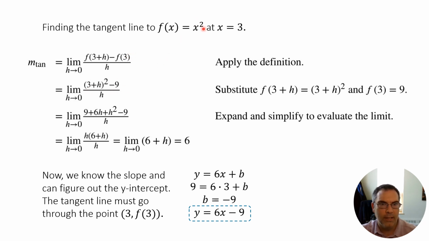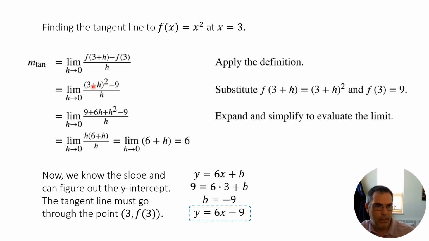So that's the setup. Then we insert the function. So our function is x squared, and so the argument is 3 plus h. That means it's 3 plus h squared. And then what is f of 3? Plug in 3 for x. 3 squared is 9, so it's minus 9. So this is what we're taking the limit of: 3 plus h quantity squared minus 9, divided by h.